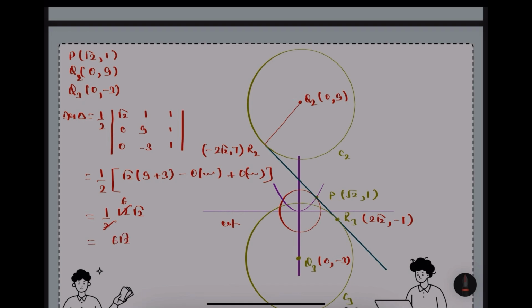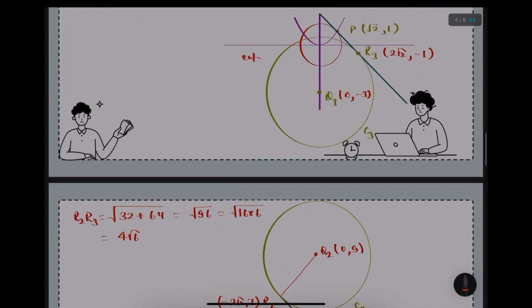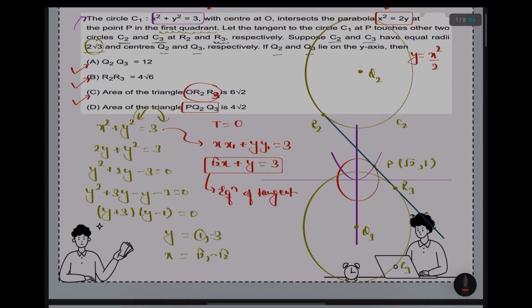Now let's check the option. It is 4 root 2, so this option is wrong.